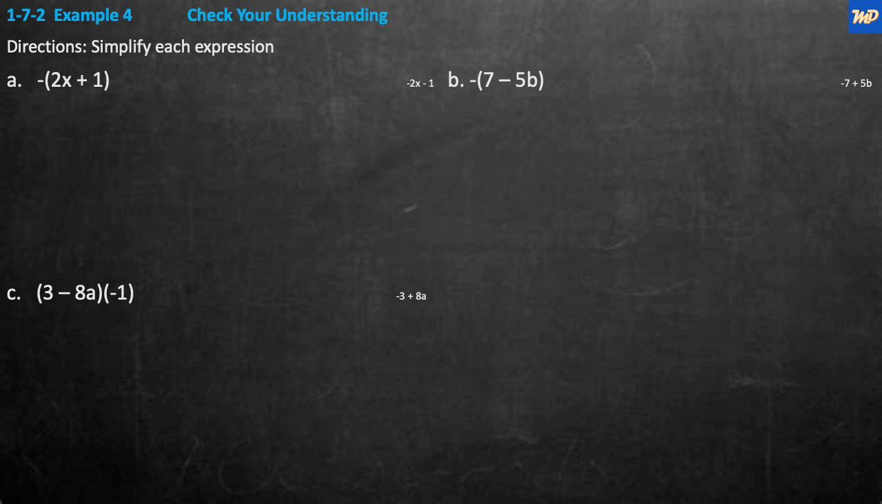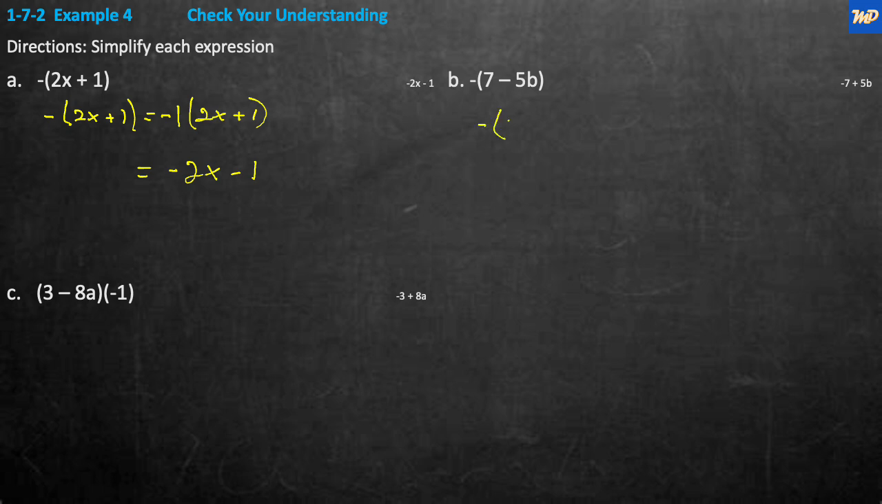Problem A is we have negative the quantity 2x plus 1, and we're going to say that that's equal to -1 times the quantity 2x plus 1. And now we're going to multiply this out using distributive property, right? Equals -1 times 2x is -2x, and -1 times +1 is -1. Okay? How about problem B?